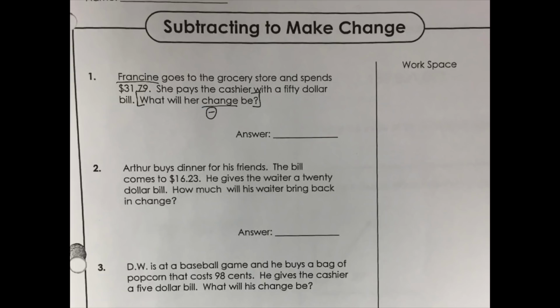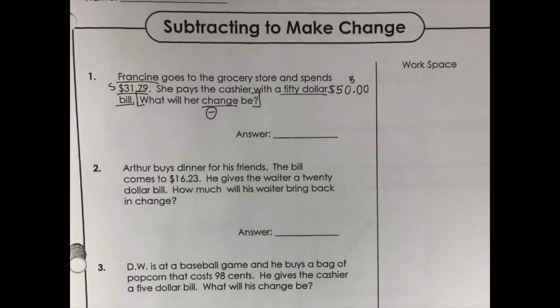We are talking about Francine, so underline that. She spends $31.79, and then underline $50 bill. That's what she pays with, so we need to put the answer in standard form in money. So that would be $50, and if she's paying with a bill, she's not using any coins for cents, so it's going to be $50.00. The $50 is our bigger number.